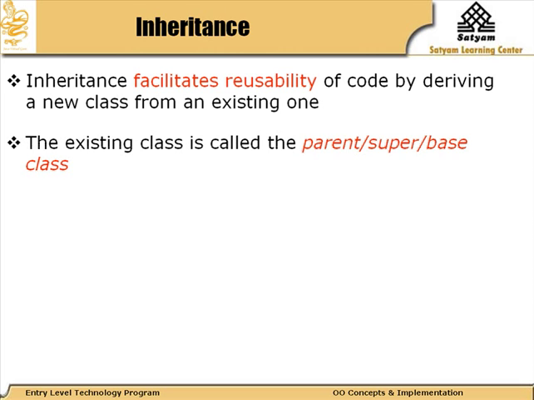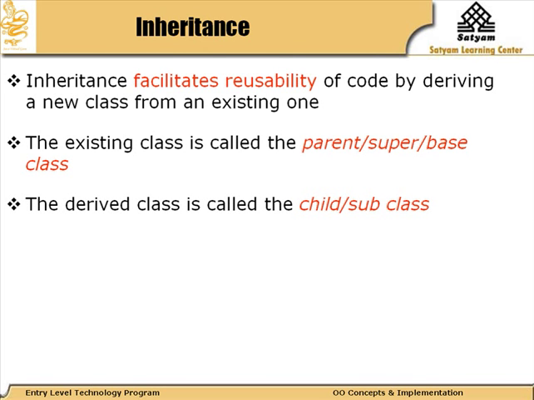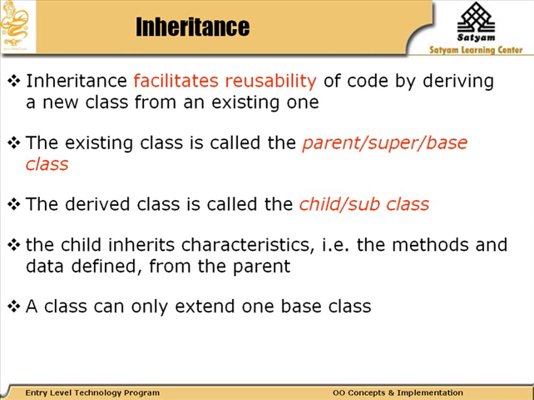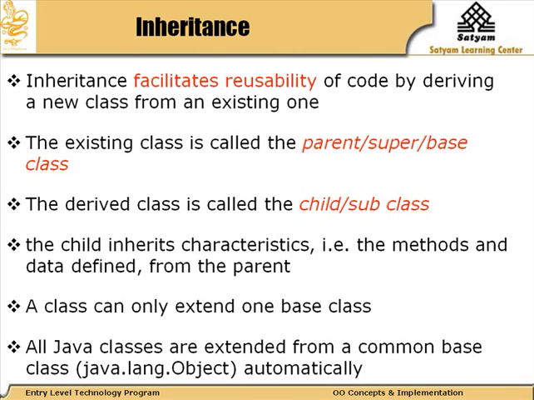The existing class is called parent, super, or base class. Derived class is called the child or subclass. The child inherits characteristics, that is methods and data fields, from the parent. A class can only extend one base class. All Java classes are extended from a common base class automatically, that is java.lang.Object.